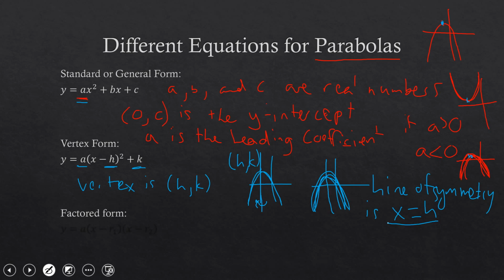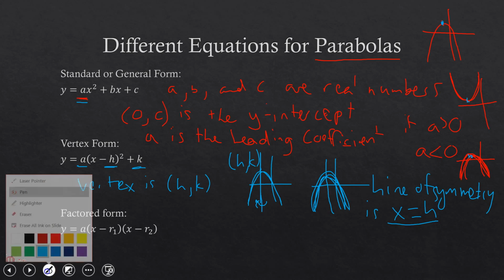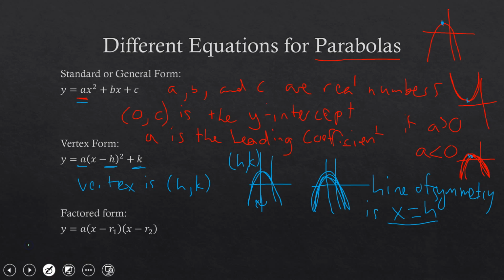Okay, let's look at our last form, and this is factored form. Factored form is another nice form that is going to give you more information about the parabola. Again, one thing to note, a is again equal to this a up here. So again, when you know that leading coefficient, you see it appearing in the vertex form and you see it appearing in the factored form.